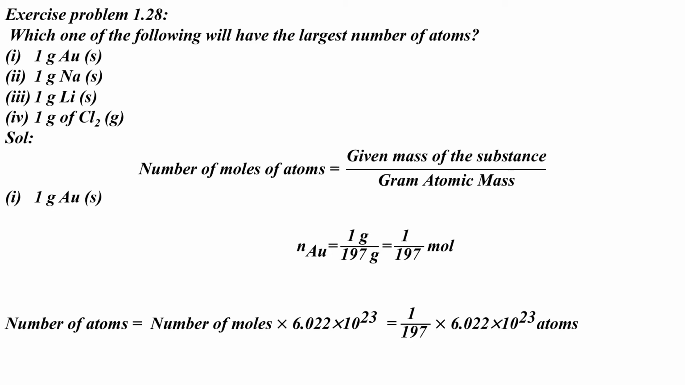In the next step, we find out the number of atoms present in them by the formula: number of atoms equal to number of moles into Avogadro's constant. So let's start solving 1 gram gold.